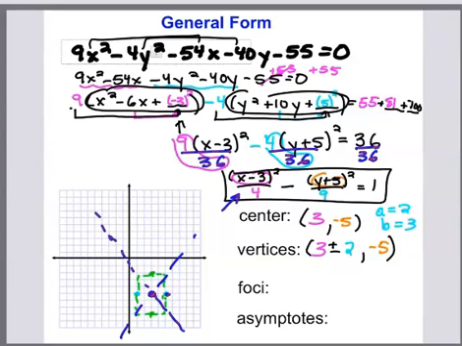Again, the vertices, it's kind of hard to see there. We went right and left for them. So this is my graph.